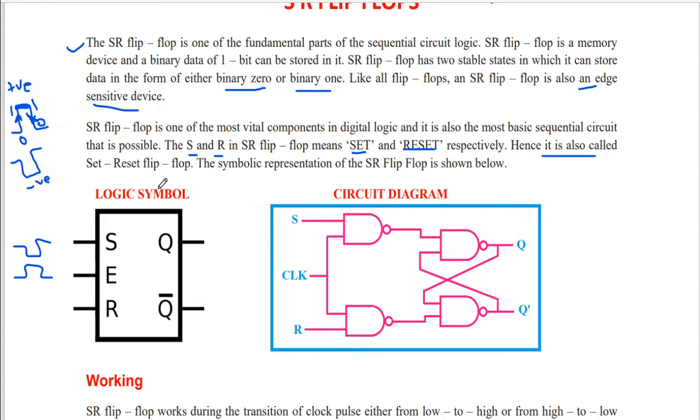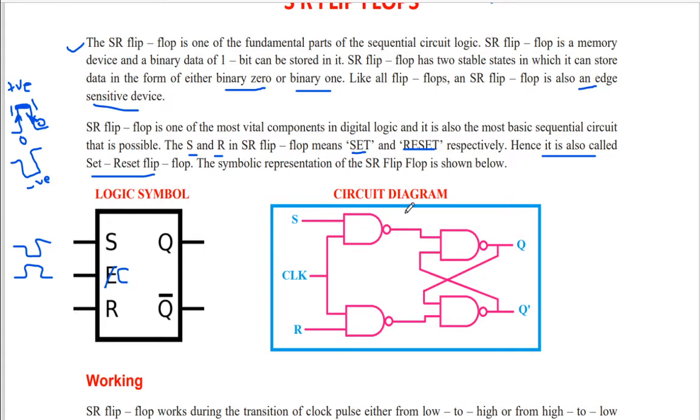Hence the name set reset flip flop. So here we have the symbolic representation of an SR flip flop as shown. Here you could see, students, we have the E symbol. Instead of E, you can have C, which stands for clock, because we use the letter E for the enable input in your SR latch. Here we are using C for the clock. Both tell the same thing, but here we have the clocked SR flip flop, so we are using the symbol C.